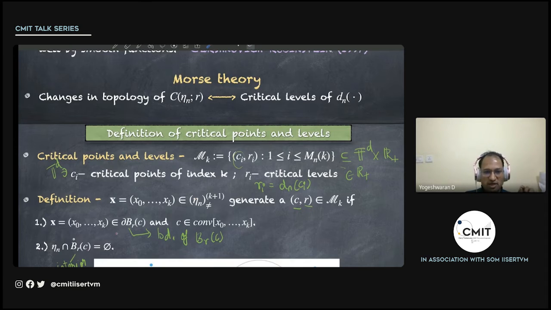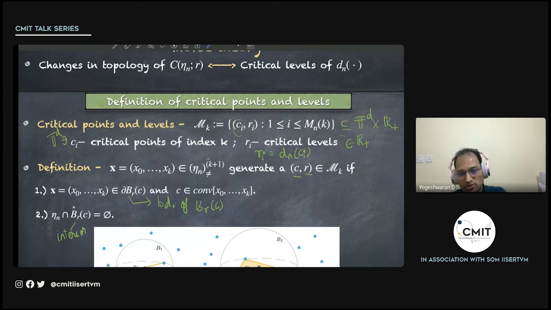So that is a critical point. C is such that it's a pair, C comes with (C, R), so (C, R) belongs to M_k. If I take a ball of radius R at C, I should find k plus 1 data points on the boundary. The center should be in the convex hull, and there should be no other data point in the interior. So this is what it is.